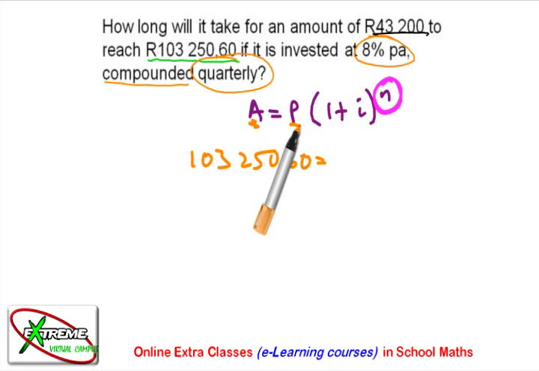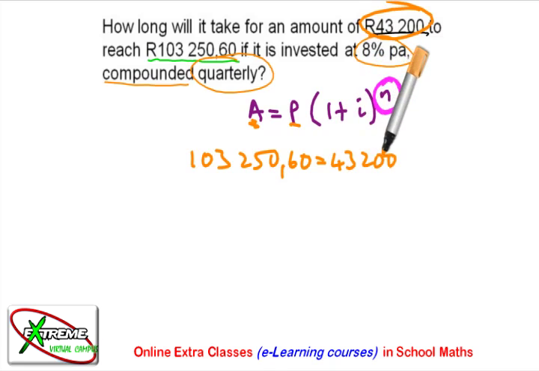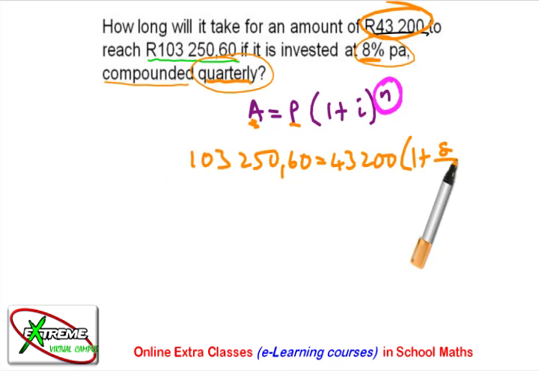We know what P is, because that is the initial amount. That is the 43,200. Then we also know what i is. That is the interest rate over 100. But because it is compounded quarterly, it will be the interest rate over 4 times by 100, or then 400. And then obviously n will also be multiplied by 4 because it is a quarterly compounded calculation. So we'll have to put 4 times by the period, which in this case is the unknown, but we still need to multiply by 4.